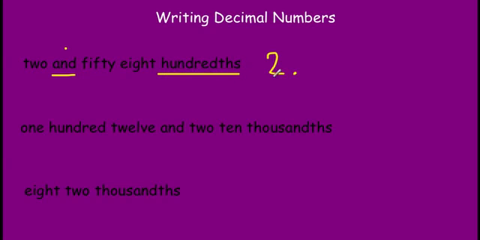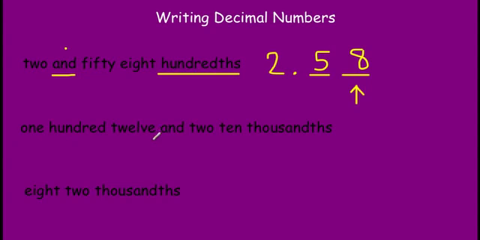So again, we need that 58 hundredths to be represented after the decimal. So the 8 is going to need to go in the hundredths place. So again, we have tenths and hundredths. So we have 5 tenths and 8 hundredths. So it's 2.58 or 2 and 58 hundredths. Notice how the 8 is in the hundredths place. So let's look at the next one.